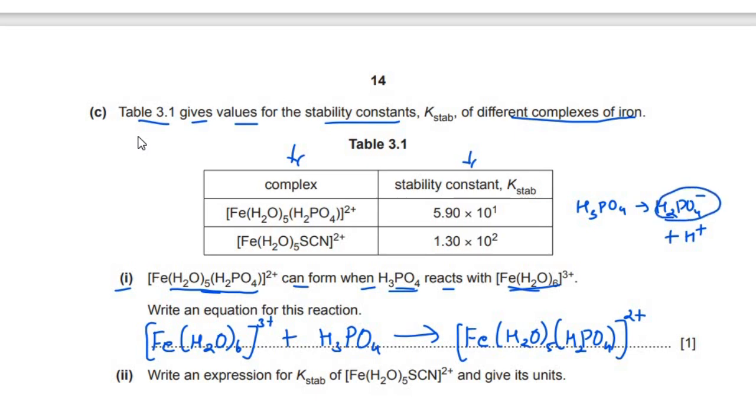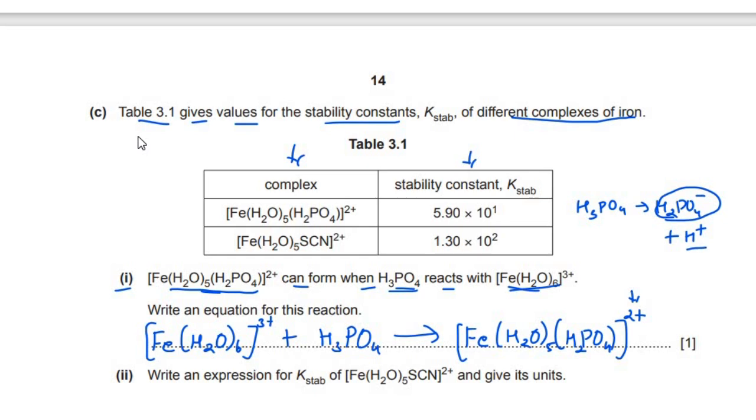So H2PO4 minus has been added as a ligand, and that's the reason that the charge of the complex changed from 3+ to 2+, because the charge of the ligand H2PO4 is minus 1, and plus 3 of Fe turns out to be the overall charge of 2+.